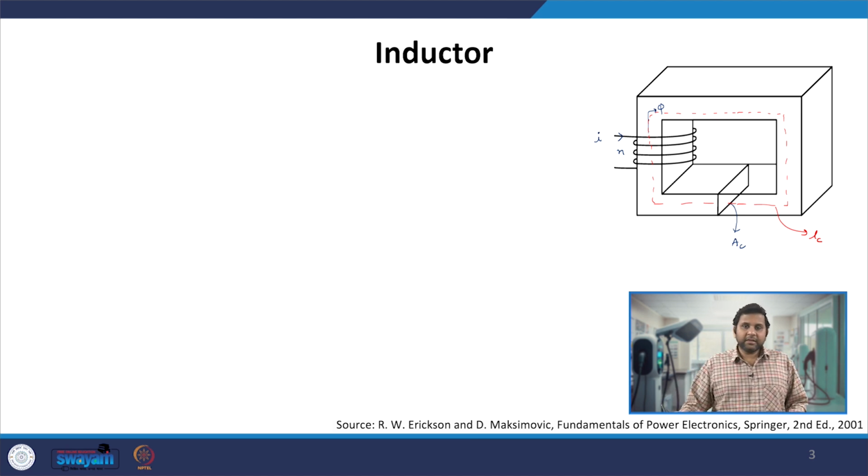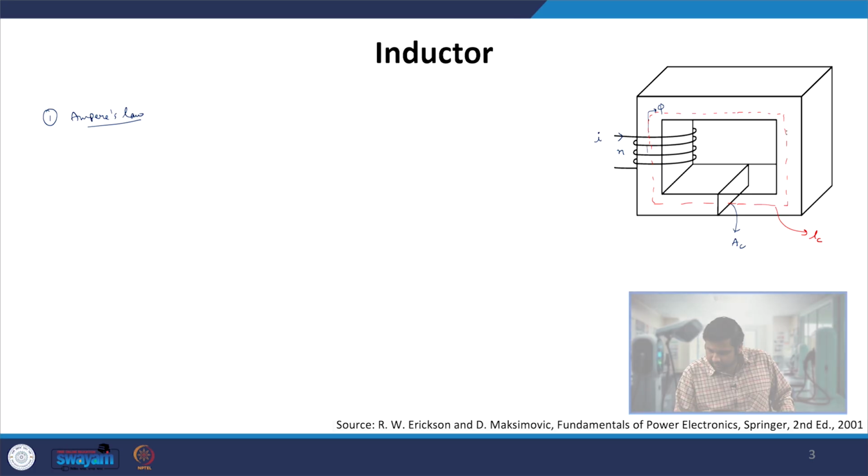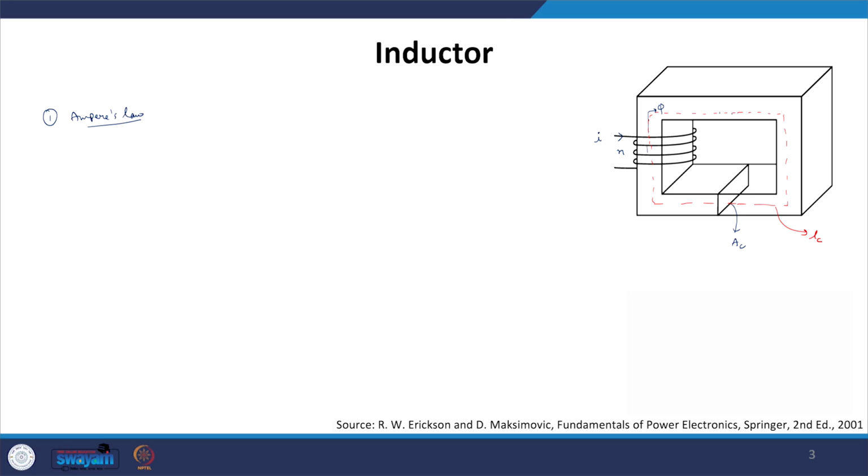So, for finding the inductance, first we will do the simplest thing, which is we will apply Ampere's law. By using Ampere's law, we will take the entire loop which goes from this side and comes back. This is the entire loop we will take.